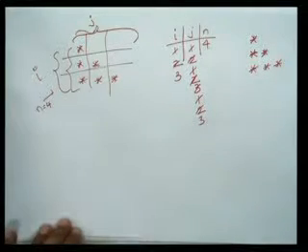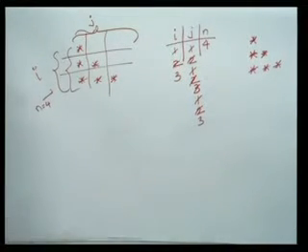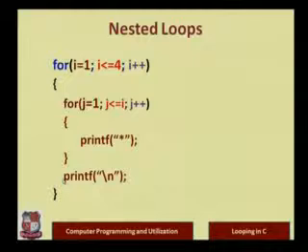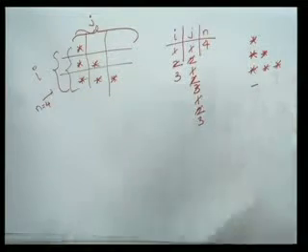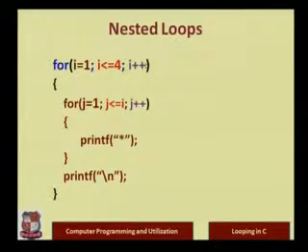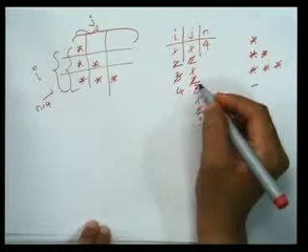Becomes 4, condition turns out to be false. So what happens? It comes to this line, that is printf \n. So now your cursor is going to be coming to the new line. Then the increment part will be executed. So I becomes 4. I is less than equal to 4.